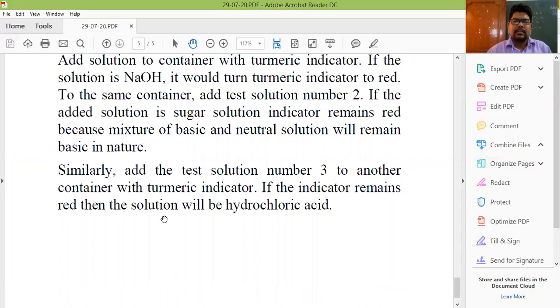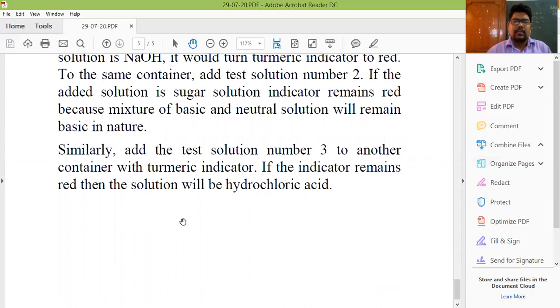Similarly, add test solution number 3 to another container with turmeric indicator. If the container remains red, then the solution will be hydrochloric acid.